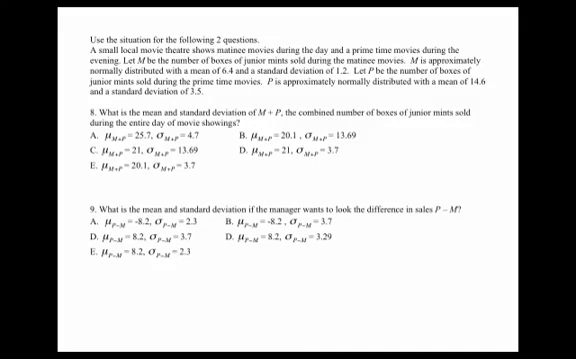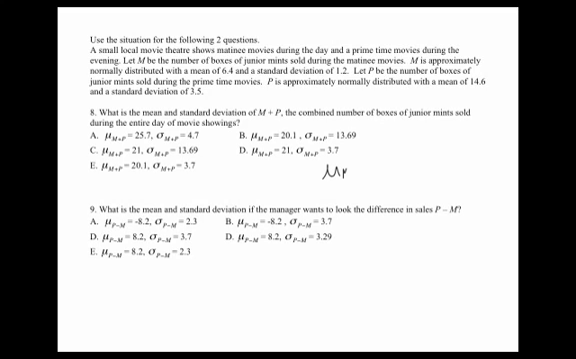Use the situation for the following two questions. A small local movie theater shows matinee movies during the day and primetime movies during the evening. Let M be the number of boxes of Junior Mints sold during the matinee movies. M is approximately normally distributed with a mean of 6.4 and a standard deviation of 1.2. Let P be the number of boxes of Junior Mints sold during the primetime movies. P is approximately normally distributed with a mean of 14.6 and a standard deviation of 3.5. We want the mean and standard deviation of M plus P.